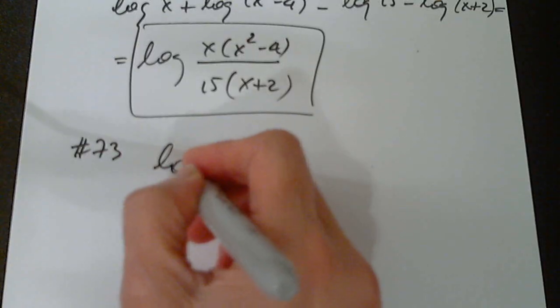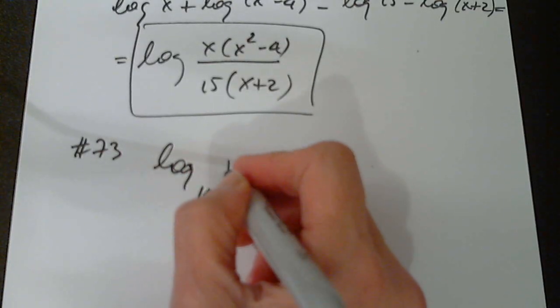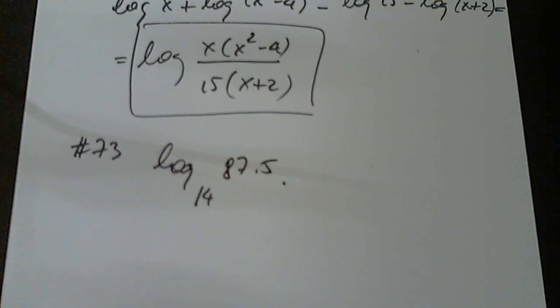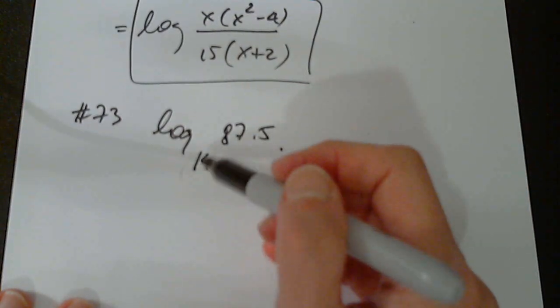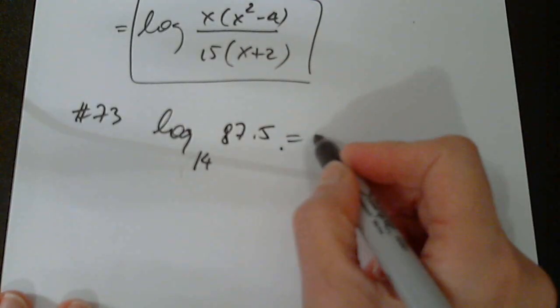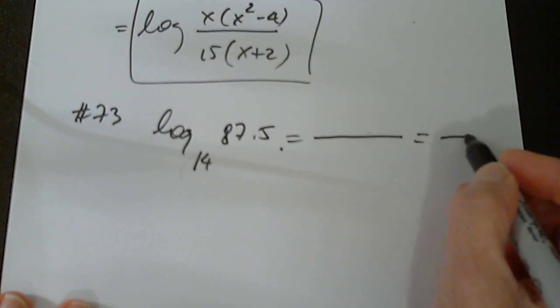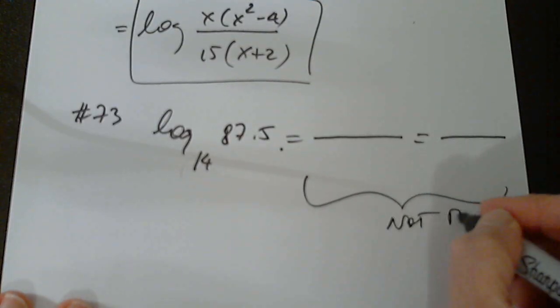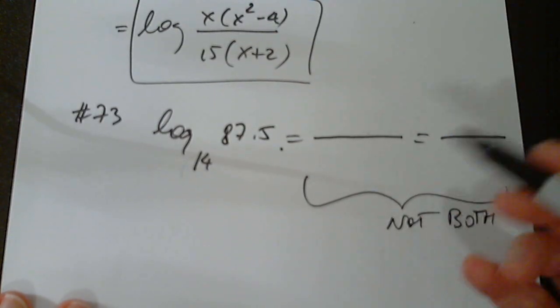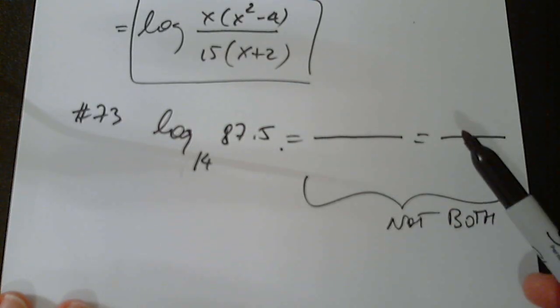So we have log base 14 of 87.5. Yes, as I said, the new calculators allow us to put in 14, but assuming that we cannot, I'm going to show both, but you don't need both.